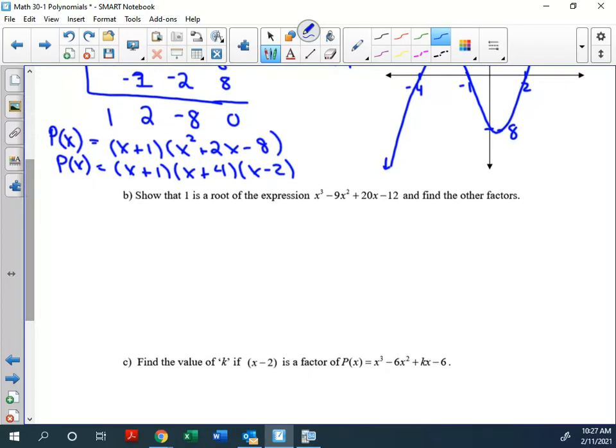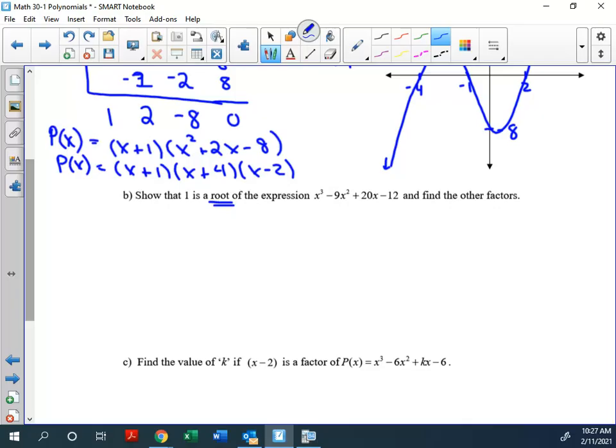Okay, show that 1 is a root. Notice the change of language. But we know root is a synonym of x-intercept, zero. What are my other ones? I can't think of them anymore. Roots, solutions, factors, all of that.